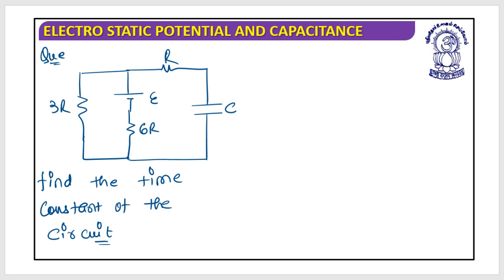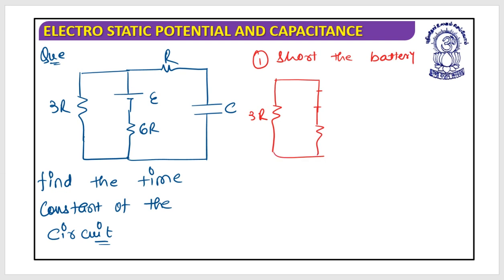Yes, this is their requirement, find out the time constant of the circuit. So what I need to do is just follow the steps. First is to short all the sources, that means short the battery. Now if I short the battery, the situation would be something like this. It's a 3R resistance. Here the battery was there, now I have replaced it with a wire. It's a 6R. This is R, and this was the capacitor. Yes, this was the situation.